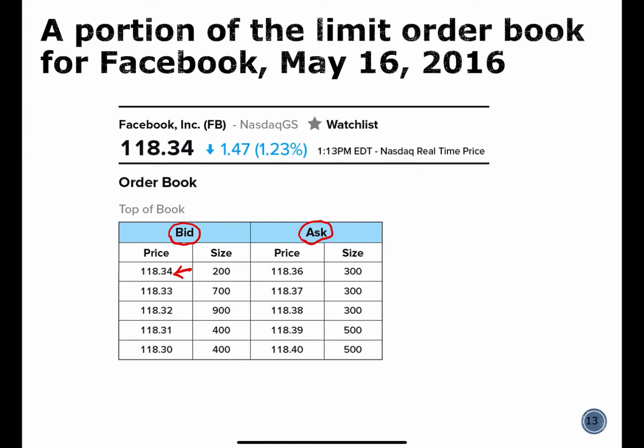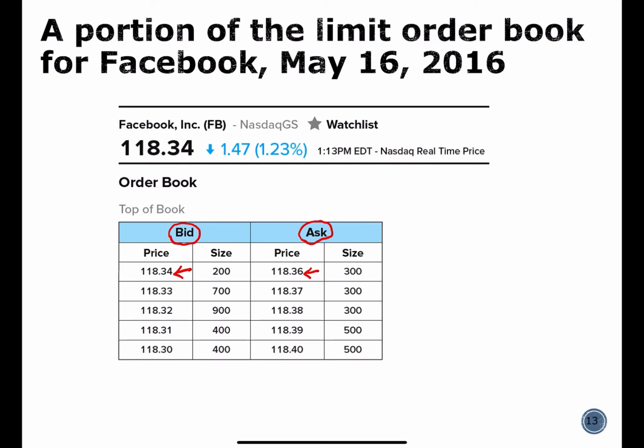Now, let's move to the right column. These two columns on the right give you ask prices. For this price, it says the lowest price these sellers want to sell at is 118.36. Again, the lowest selling price is on the top, because if you move down, the ask prices go higher and higher.